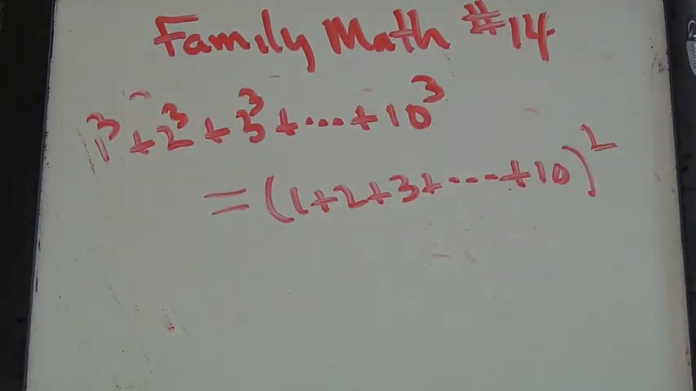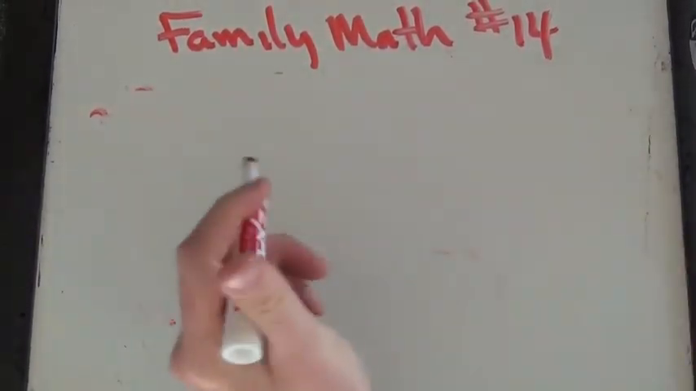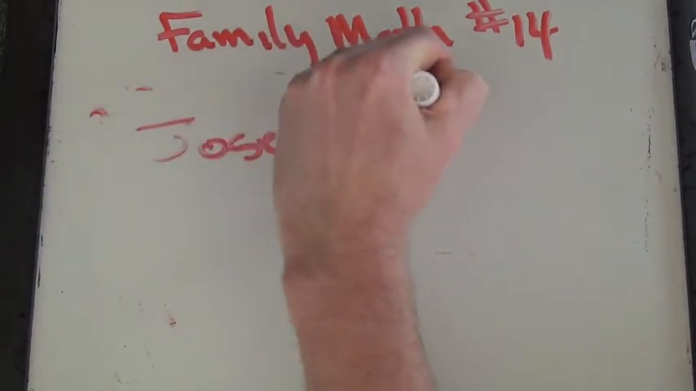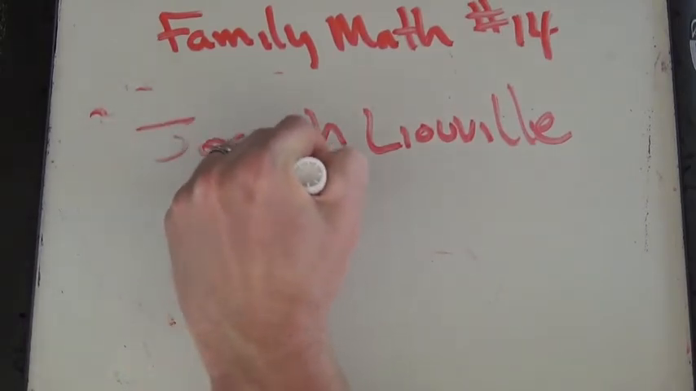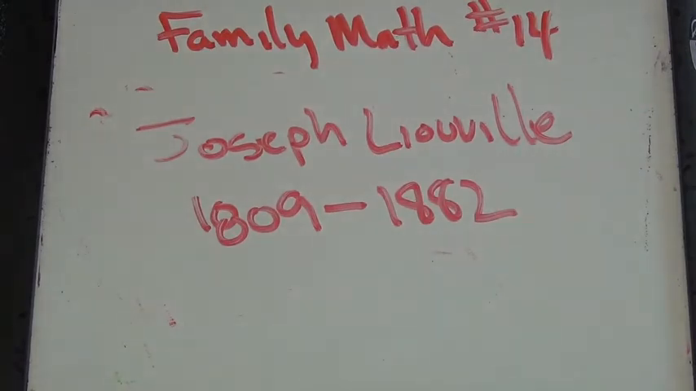So the question is, is this unusual? Do you find situations where cubes add up to squares? And there was a French mathematician named Joseph Liouville who studied this. And he lived in the 1800s. So his name was Joseph Liouville, and he lived from 1809 to 1882.